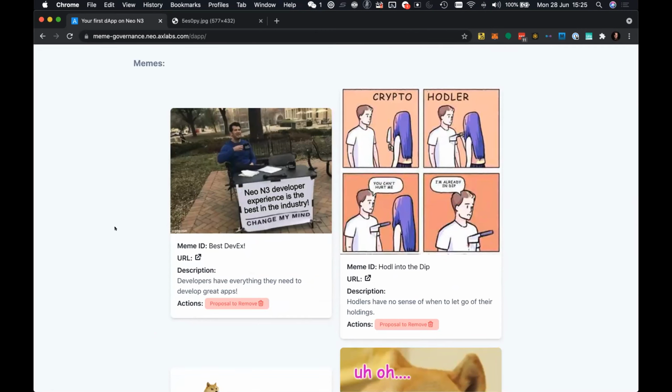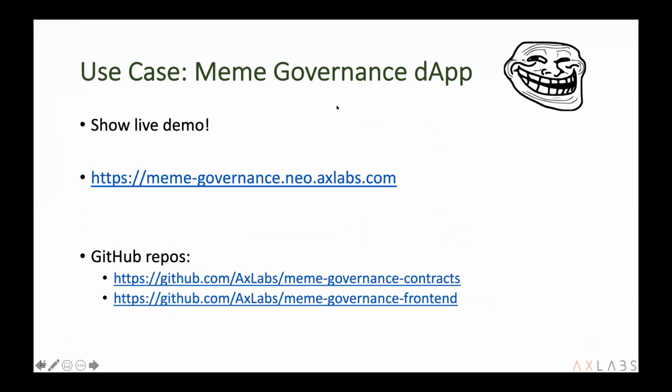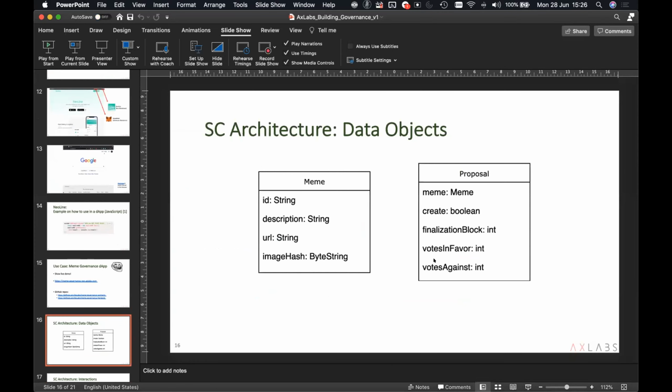So guys, this is the very basic governance mechanism that you can build with smart contracts and interacting with them. Since I already showed you the meme governance, I'll go back to the slides. Now I think it's time to hand over to Claude, who is going to show a bit more on data objects and the structure of this app. Yeah. Okay, let me share my screen.